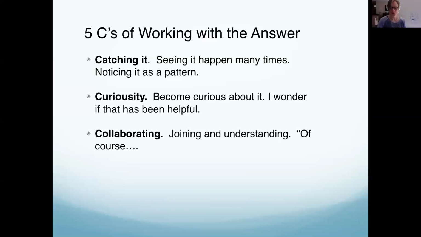And then collaborating. This is a really important part because we want to join in understanding. What we don't want to do, which happens a lot, is skip to trying to make it go away. So what I wasn't doing is trying to make anything go away there. I was just curious what would happen if you want to try something, just to see if it's helpful. It might be, it might not be. And so that collaborating is really important.